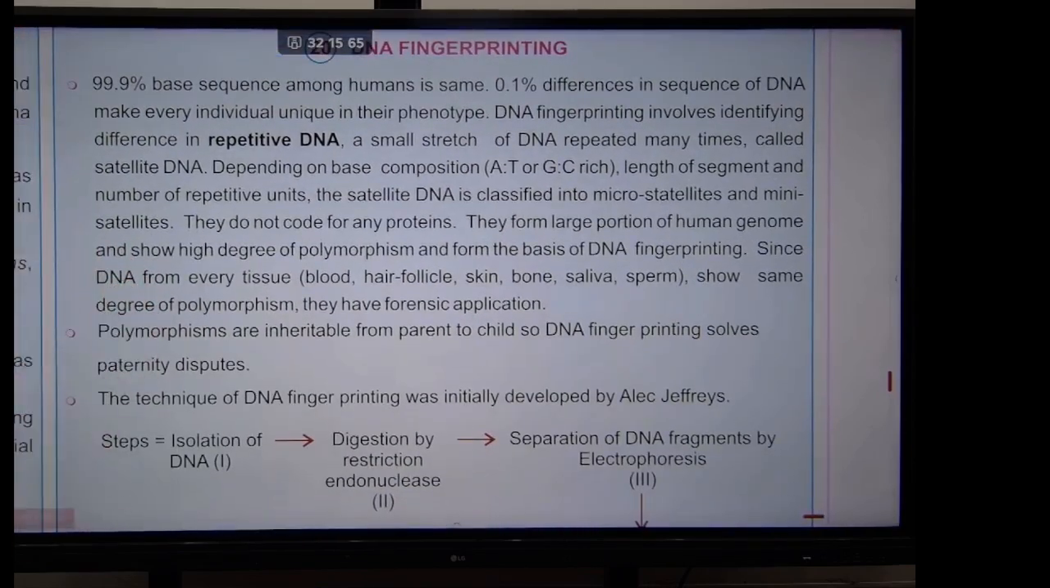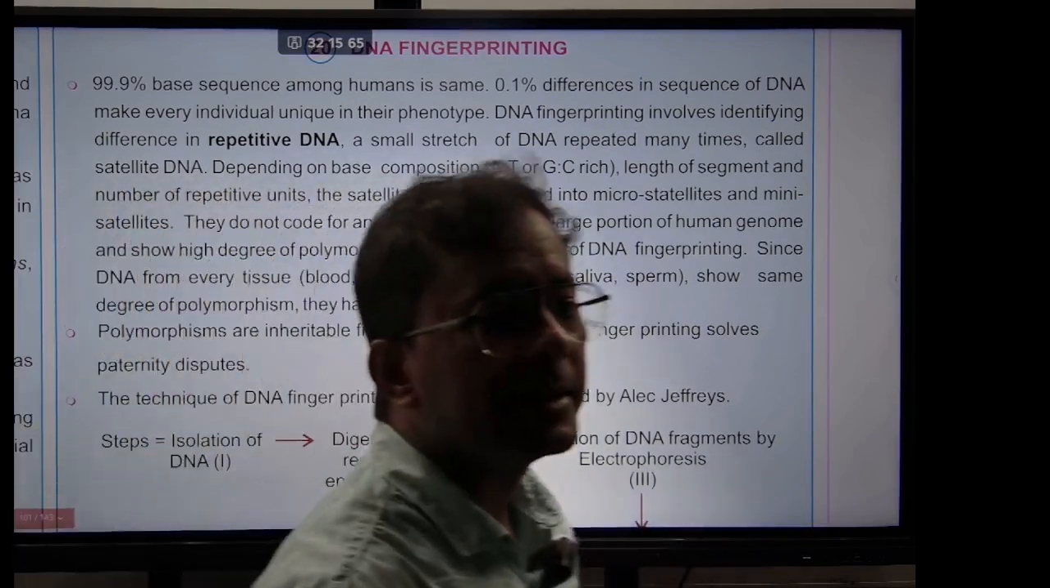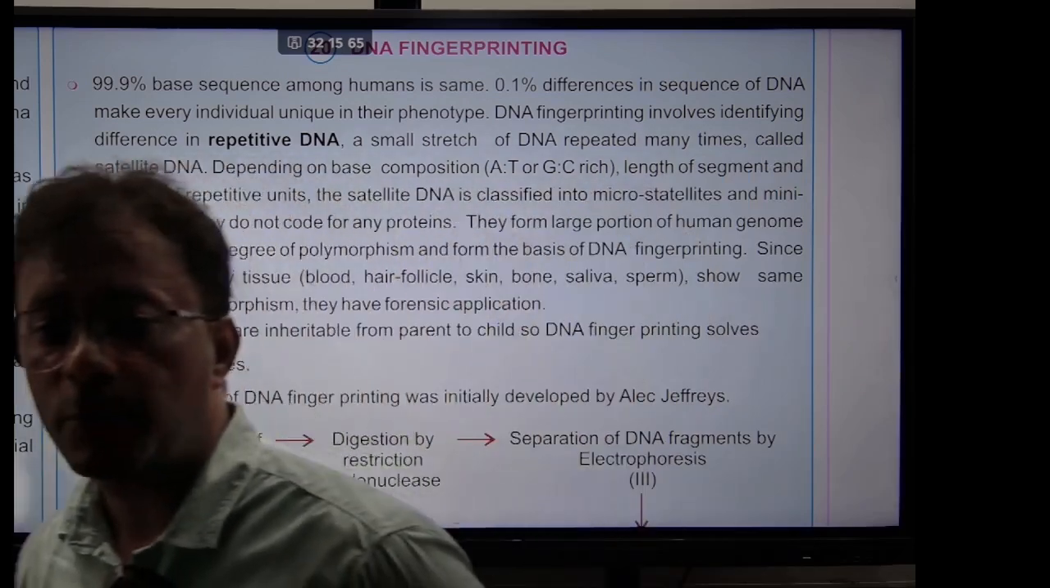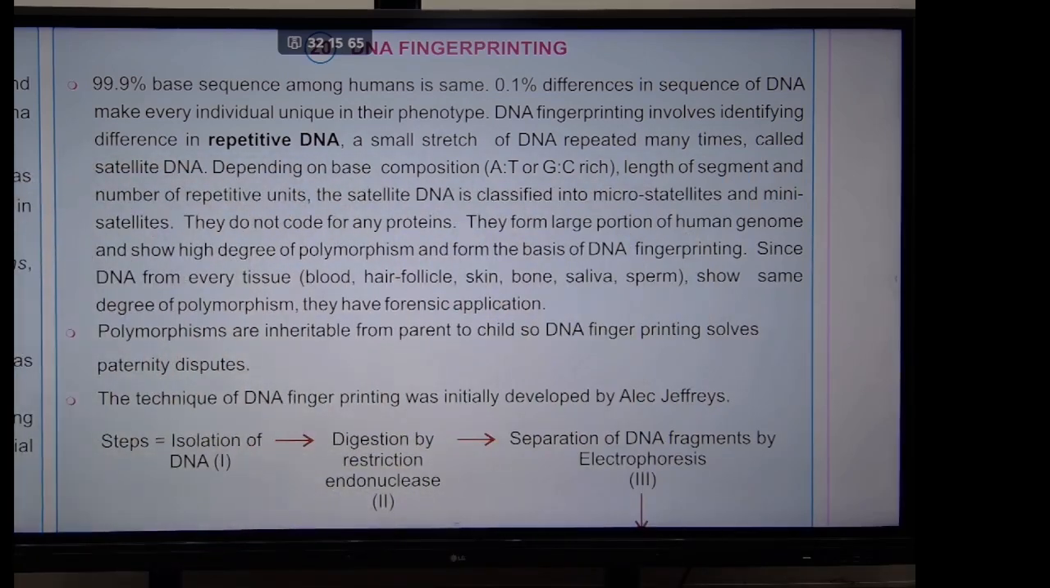What's the next one, guys? Here, DNA sequencing. Sorry, DNA fingerprinting. Like we discussed just now, 99.9% base sequence among humans is the same. And that 0.1% difference in the sequence of DNA makes every individual unique in their phenotype. We're all the same in 99.9%, but 0.1% is different.